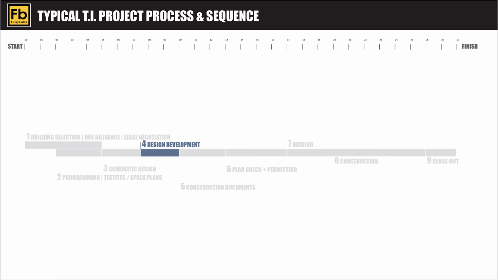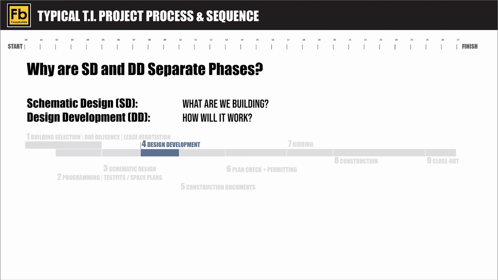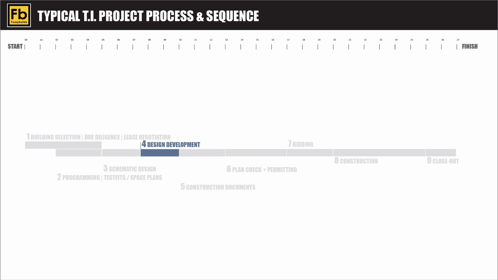You may be wondering why SD and DD are not one phase. Well, the reason for breaking down the design into multiple phases is to progressively develop and validate the design before construction begins. This lowers risks and controls costs and minimizes changes later in the process.